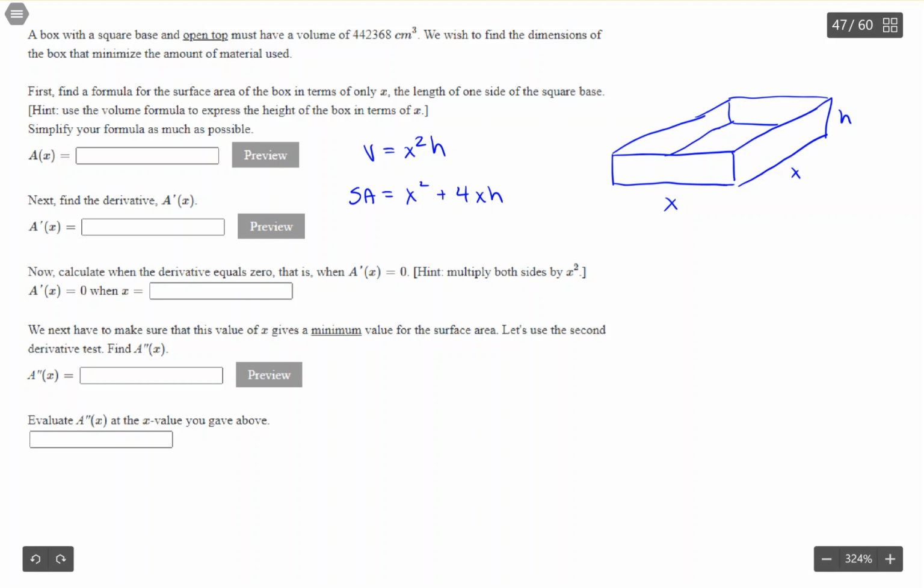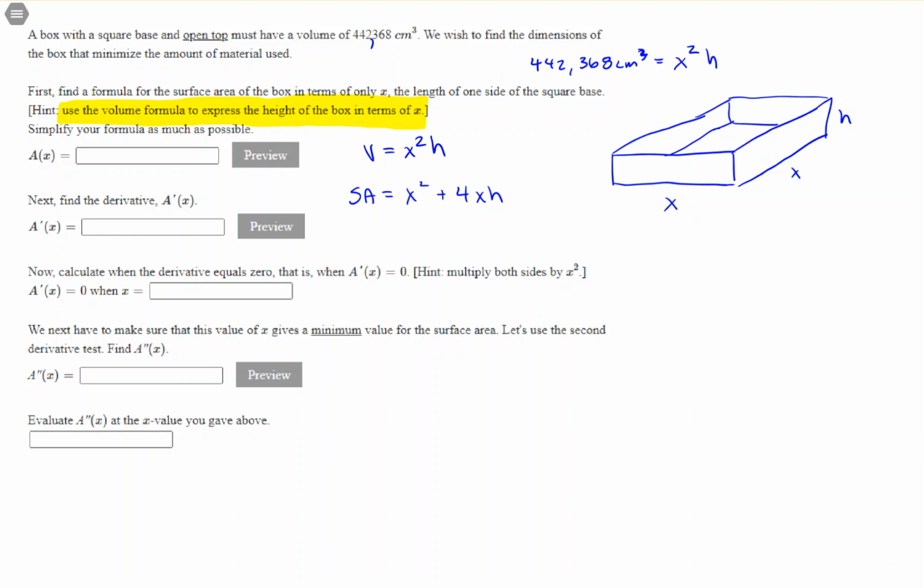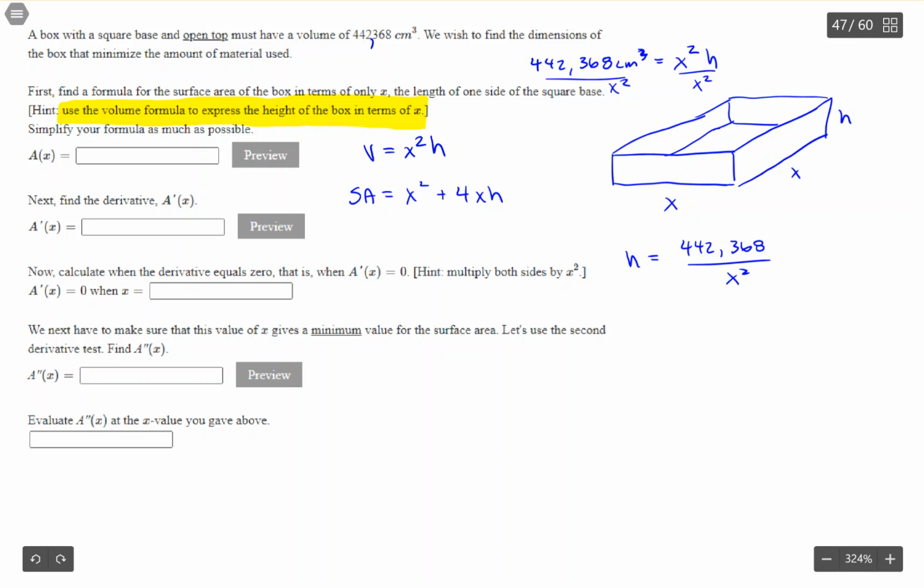Now, this hint here, where is this? Use the volume formula to express the height of the box in terms of x. So we know the volume. The volume is 442,368 cubic centimeters. And we know that that volume is equal to the dimension x squared times the height. So effectively, we can figure out the height in terms of x squared if we just divide both sides by x squared. So that gives me h equals this value over x squared.